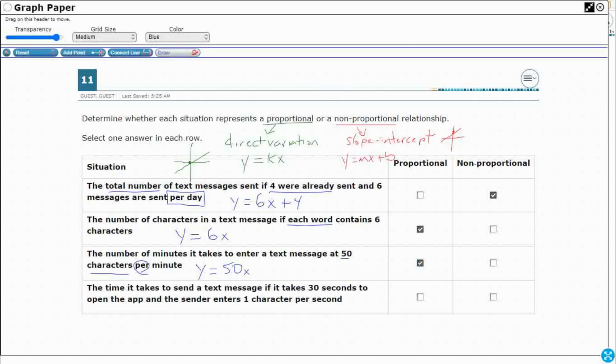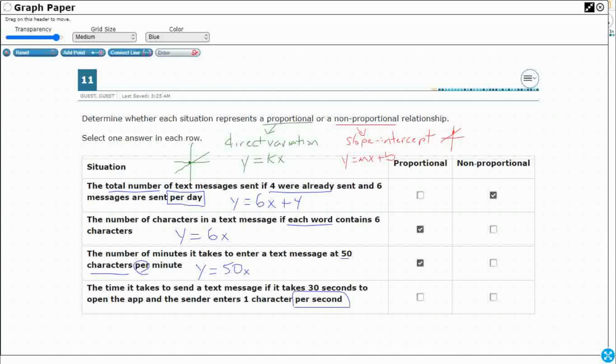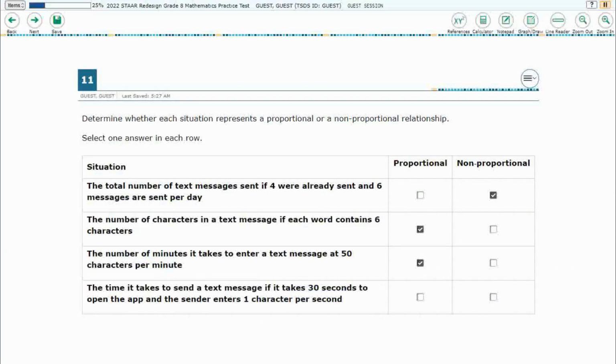Final one. The time it takes to send a text message if it takes 30 seconds to open the app and the sender enters 1 character per second. So here's my rate, 1 character per second. So y equals, I could do 1x, but really it's just x. But look at this. It takes 30 seconds to open the app, so there's your y-intercept. So there's just your randomness that's thrown in there. So that's going to be non-proportional because that 30 seconds only happens once. And that is our answer.